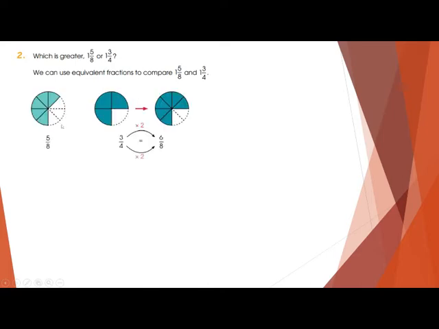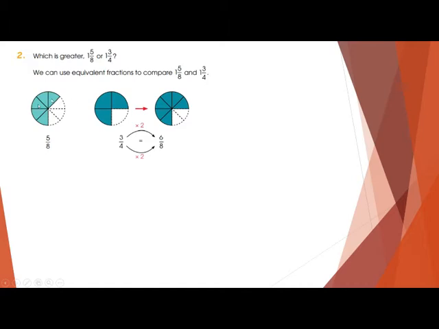Now let's see question number 2. Which is greater? Now you have to find out the greater. In the previous one we had to find out the smaller one. Now we have to find out the greater one. We can use equivalent fractions to compare 1 and 5/8 and 1 whole and 3/4. What is an equivalent fraction? You have to compare the parts, how many parts there are, and like this.